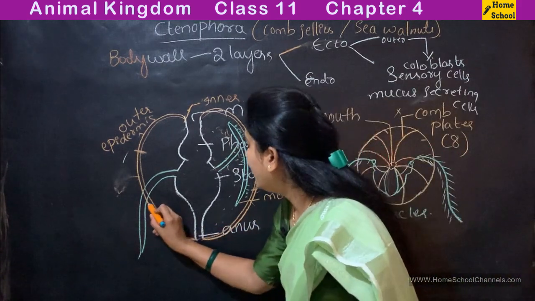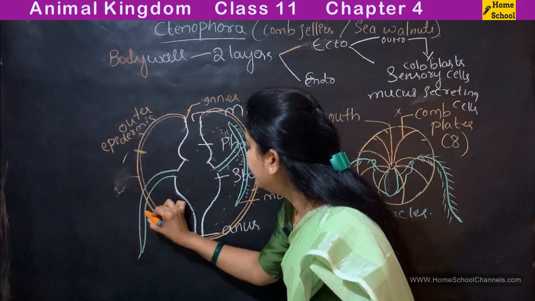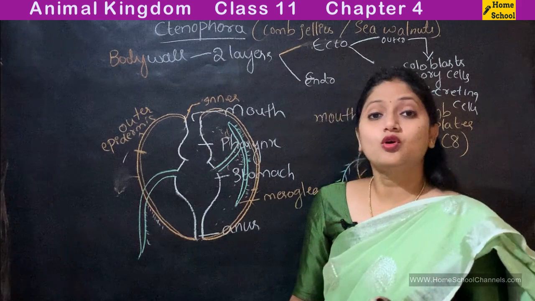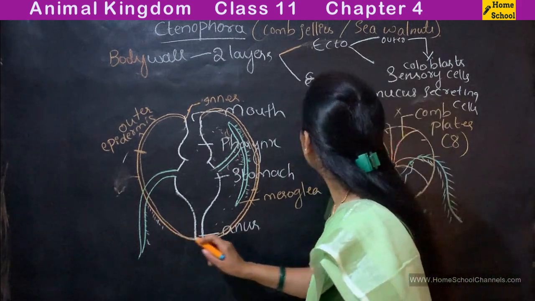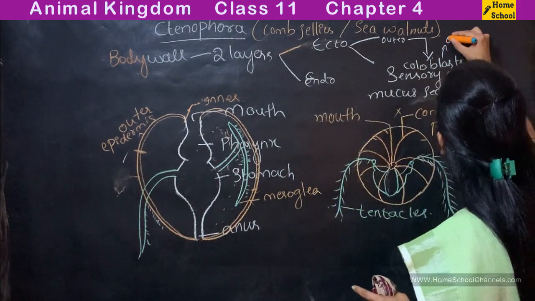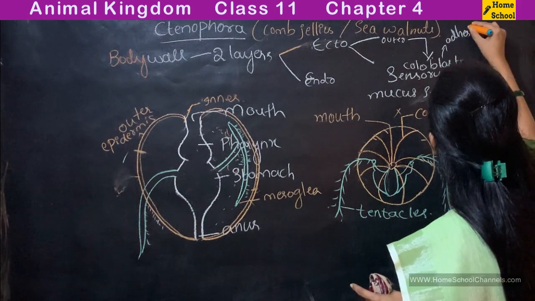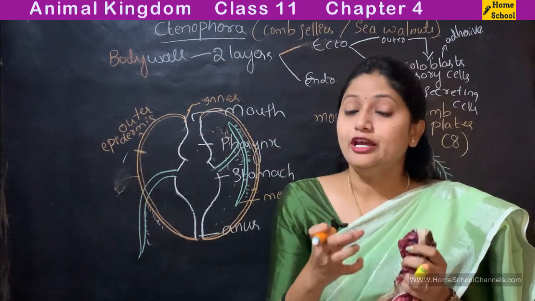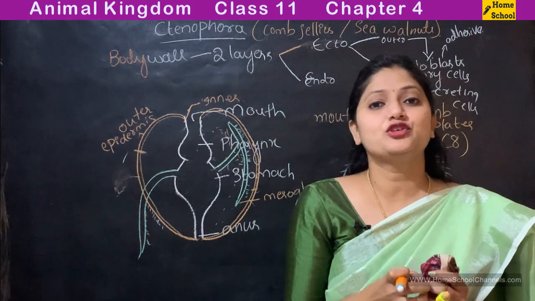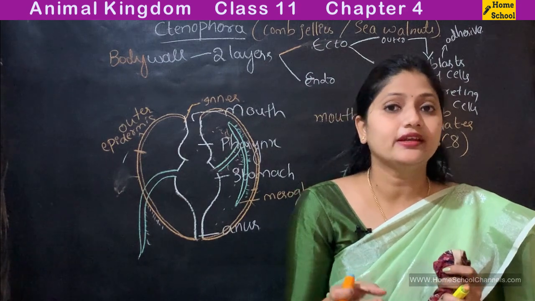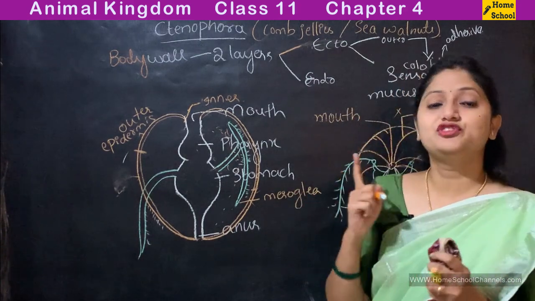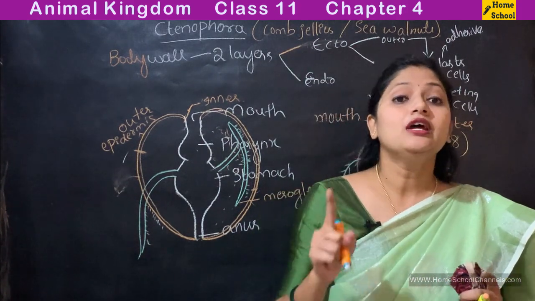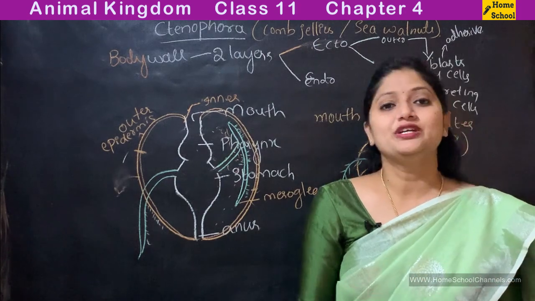So here, I'll show it here. On the tentacles as well as the outer body, the coloblasts are present. The coloblasts are mainly adhesive, okay? Adhesive is sticking. So, if they have to stick, definitely they should be a jelly substance, isn't it? So, since they have jelly substance present on it as well as comb plates present on it, they are being called the comb jellies.